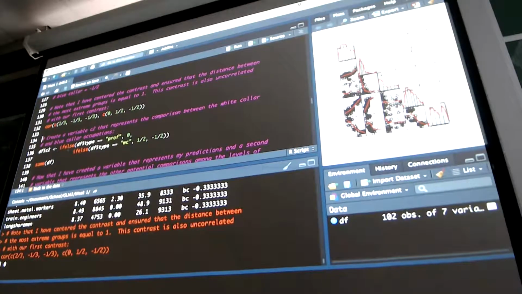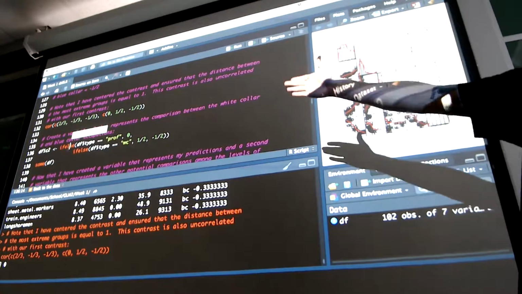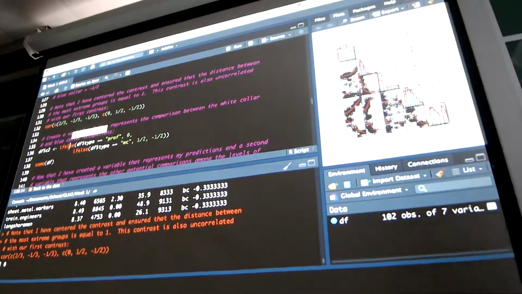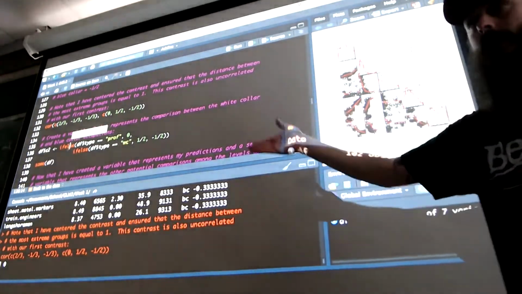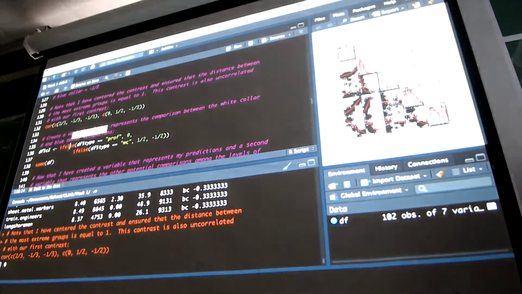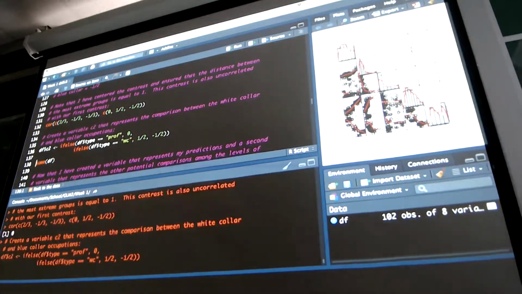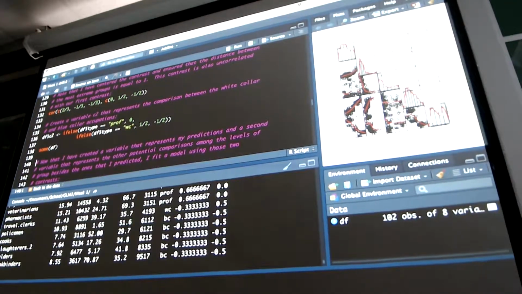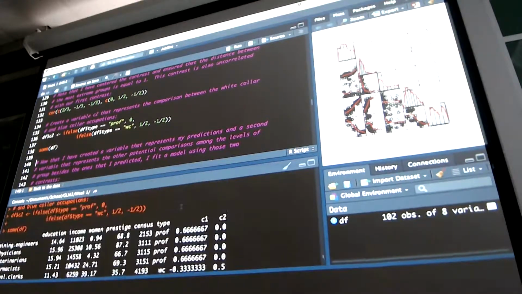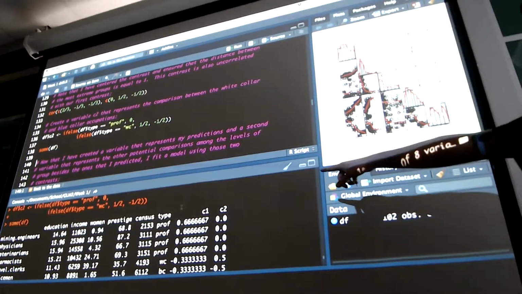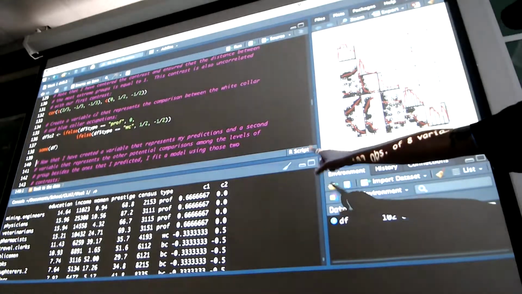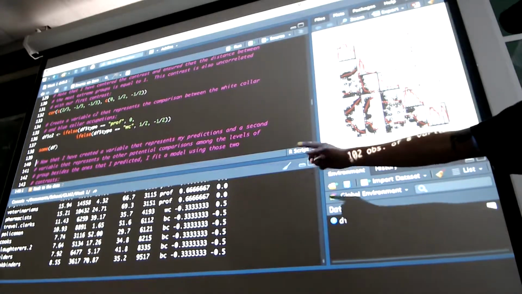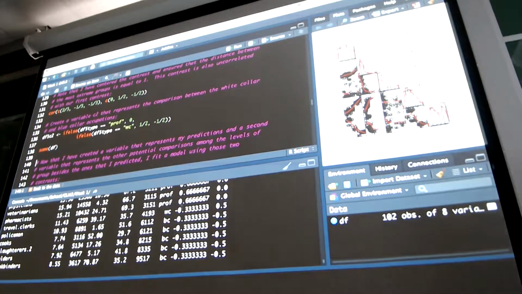So here we're going to code that contrast. We're going to make C2 by telling R if the type is professional, code it as 0. If not, then if else type is white collar, code it as 1/2. If not, code it as -1/2. And when we look at sample, you can see the corresponding C1 and C2 columns: professionals are zeroed out in C2, and then white collar and blue collar are coded as 1/2 and -1/2 respectively.